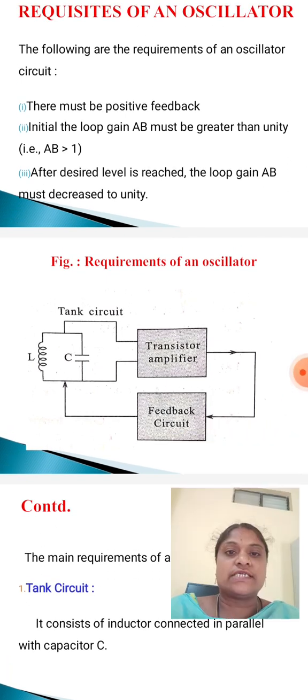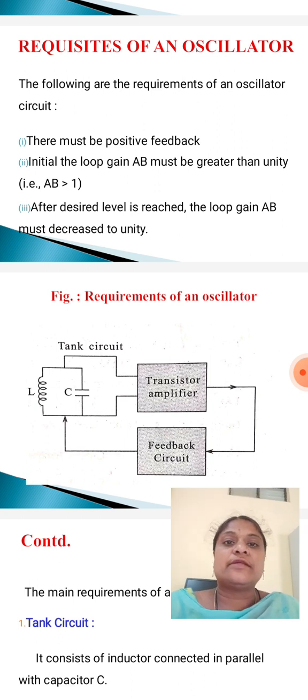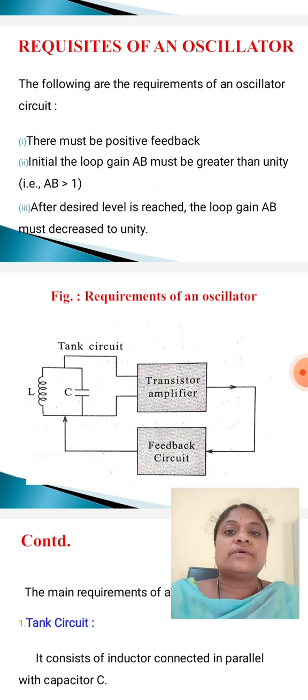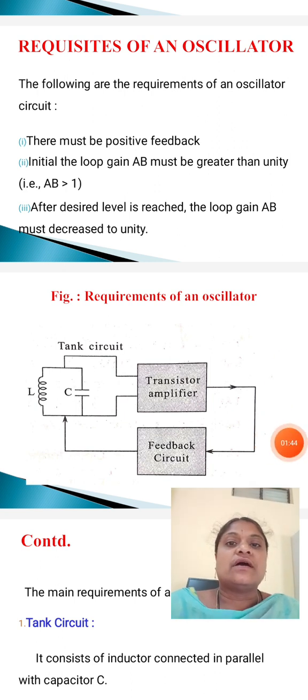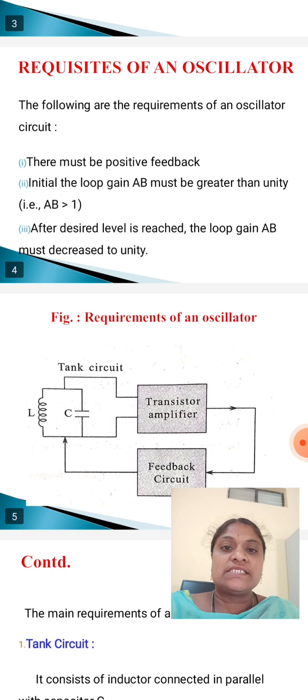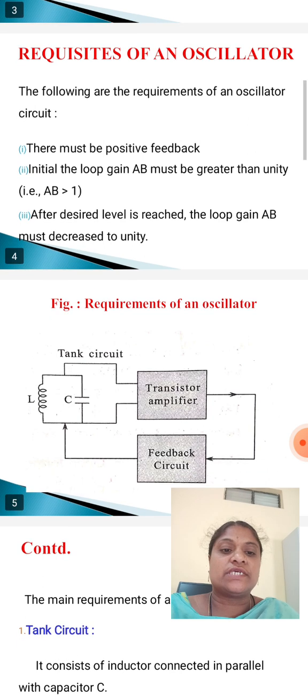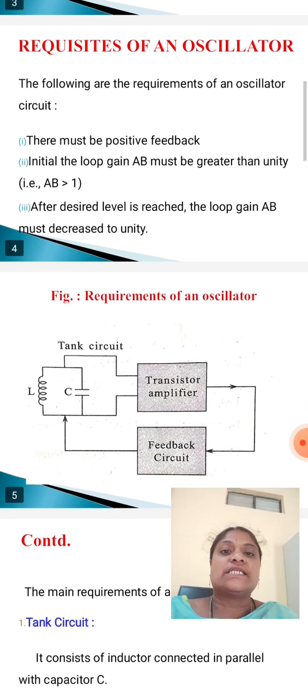Requisites of an oscillator. The following are the requirements of an oscillator circuit. The first one is that there must be positive feedback. The second one is that the initial loop gain A beta must be greater than unity, that is, A beta is greater than 1. It is not B, it is beta.